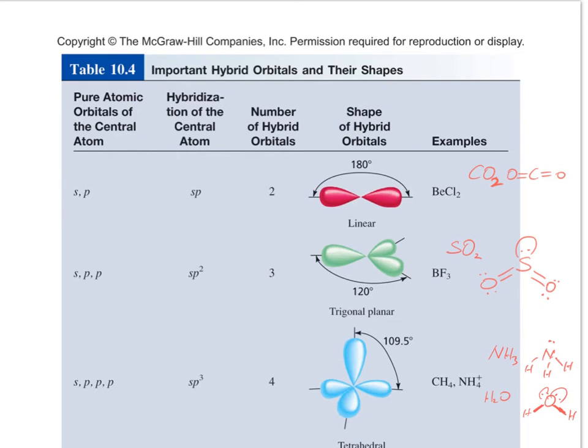Okay, again, to determine the hybridization state of the central atom, we need to pay attention to the arrangement of all pairs, including bonding pairs and lone pairs. That will tell us the hybridization state of the central atom.